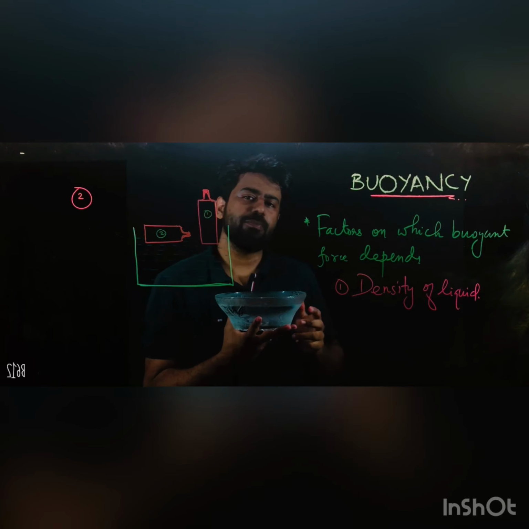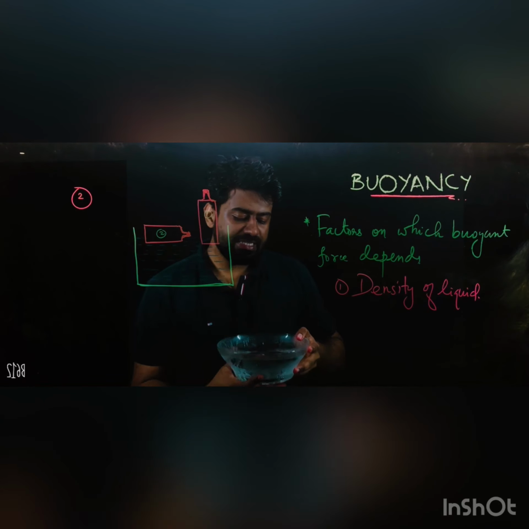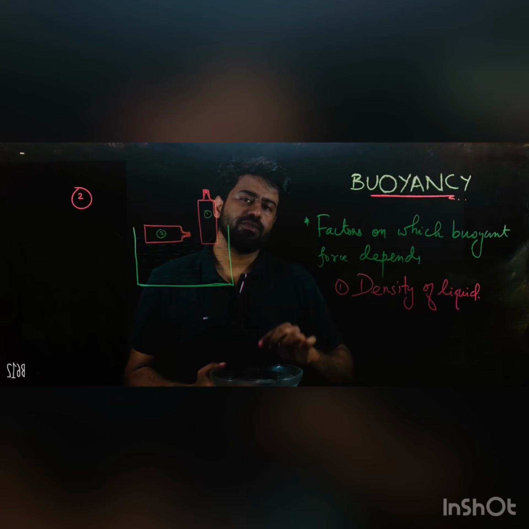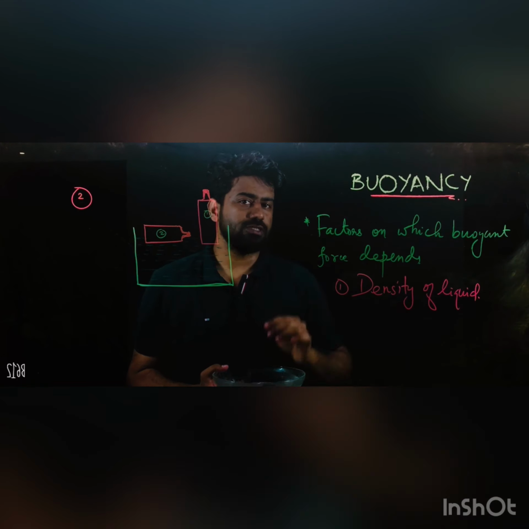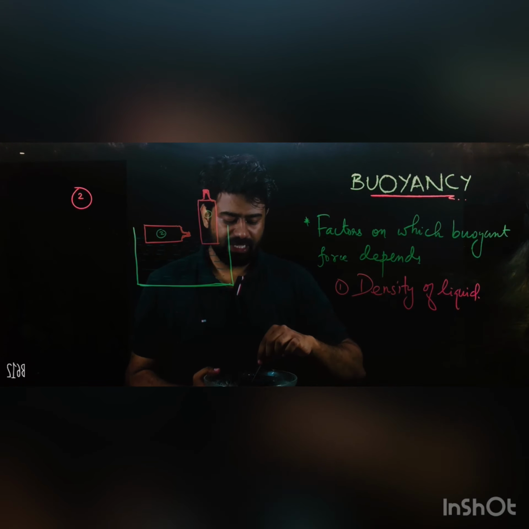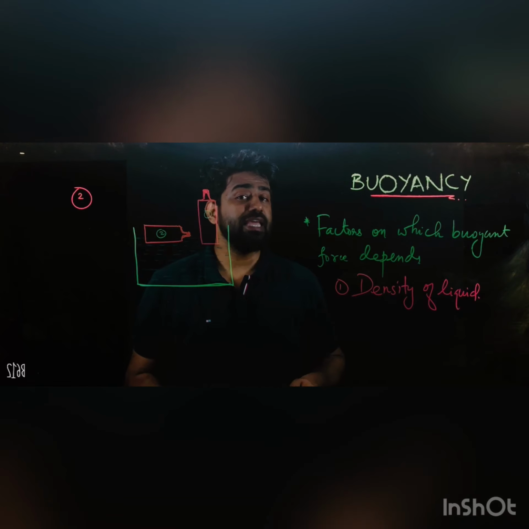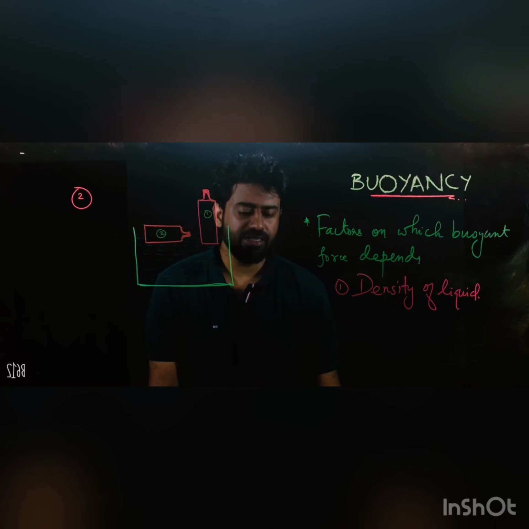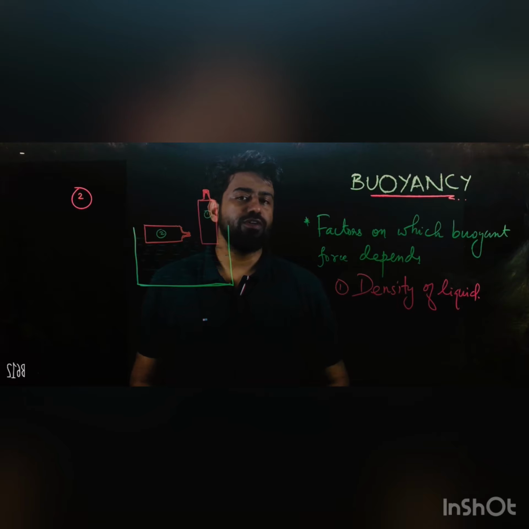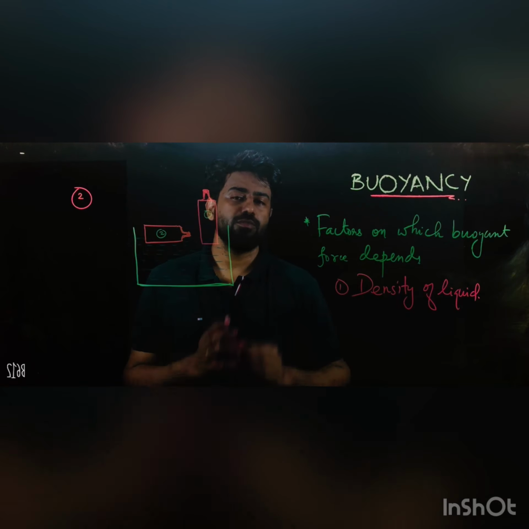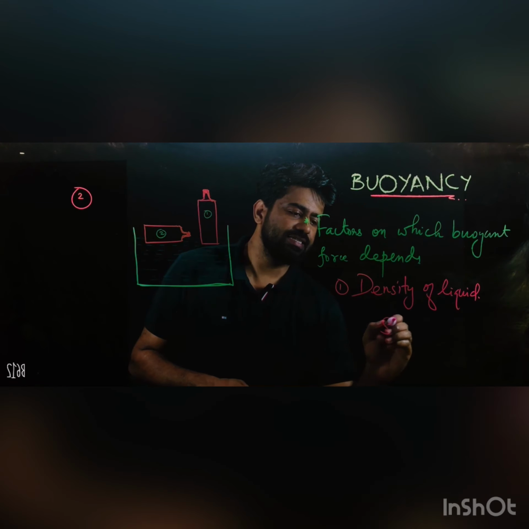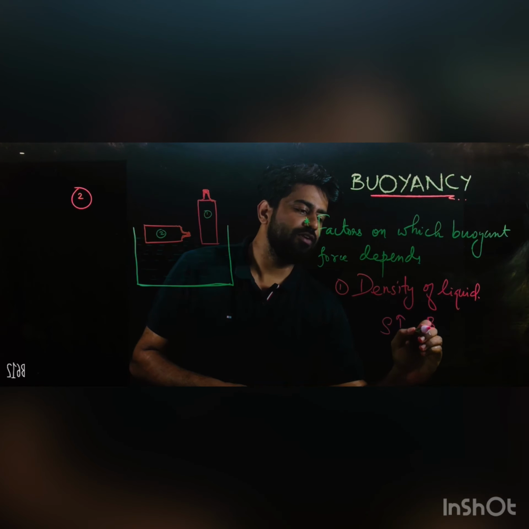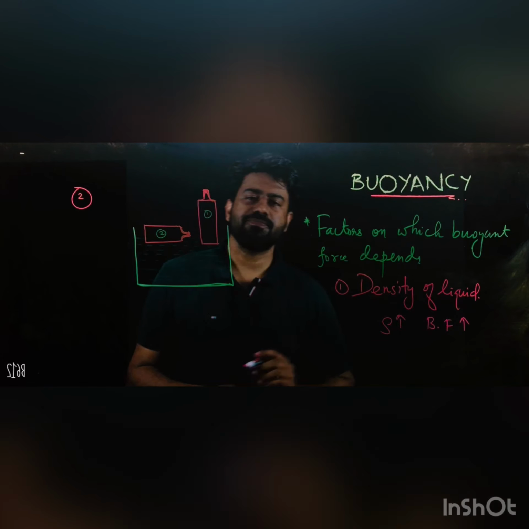So why is this happening? Because the density of the plastic material is very much less compared to the density of water, therefore it floats. At the same time, the density of stainless steel is very much higher than the fluid, which is water, therefore it moves down. So as the density of the liquid increases, the buoyant force also increases.